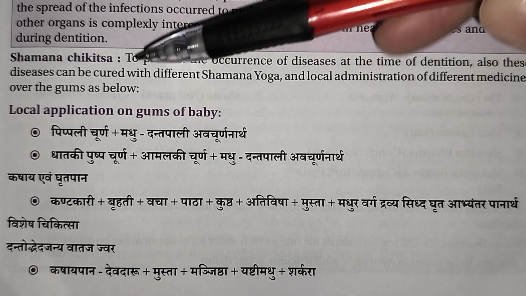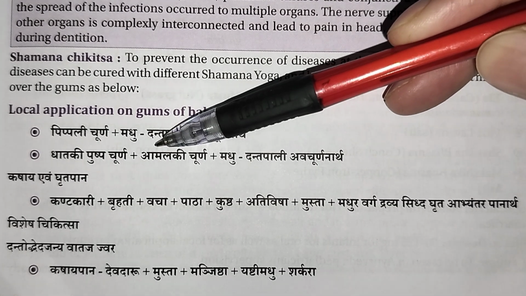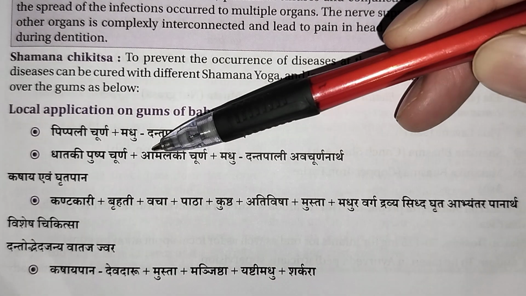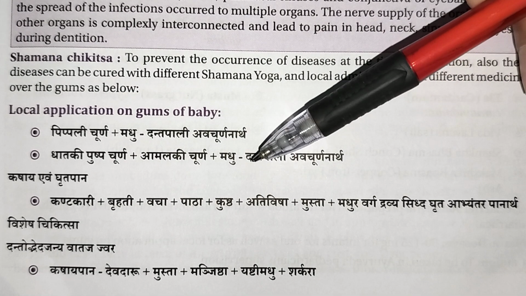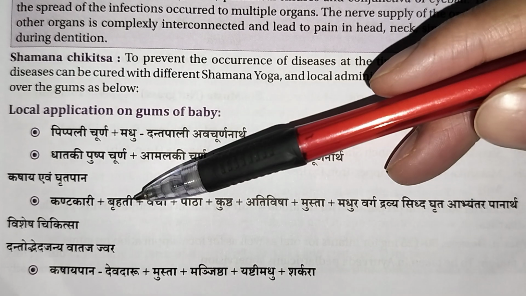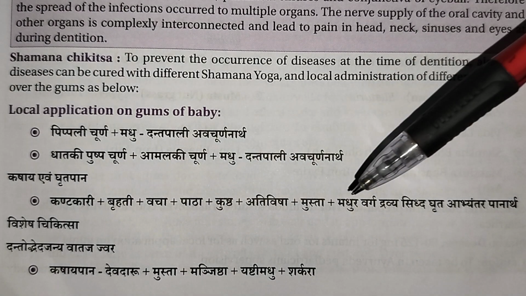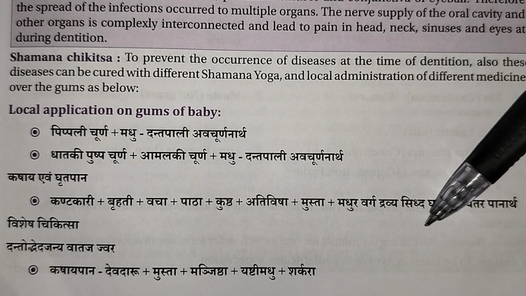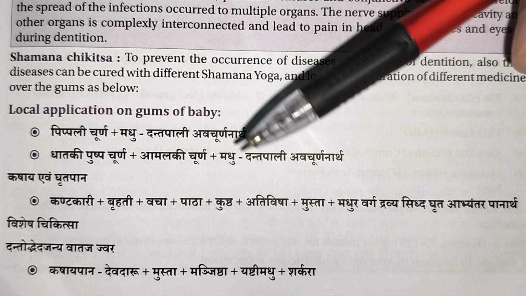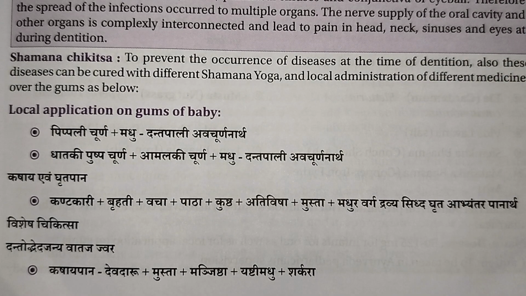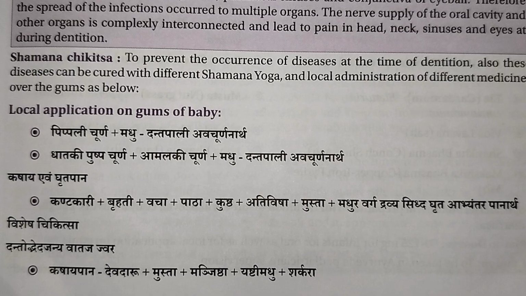A combination of these two, Pipali Churna plus Madhu, should be applied on the gum. Then Dhataki Pushpa plus Amalaki Churna plus Madhu. Kantakari, Bruhati, Vacha, Patha, Kushta, Ativisha, Musta, and Madhura Varga with Dravasnigdha Ghrita should be given as a kashaya. So kashaya pana is also mentioned, and these combinations will cure these kinds of problems.